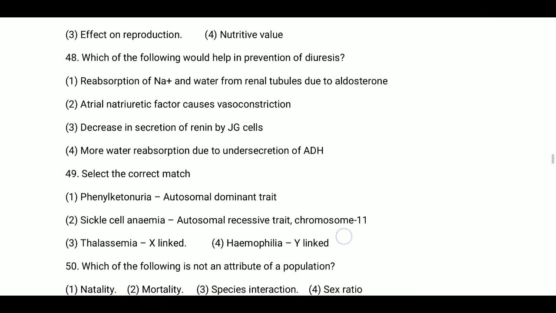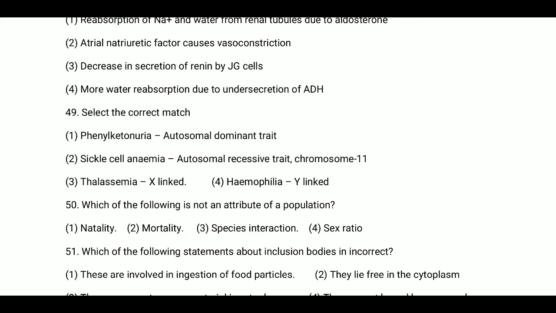Again, select the correct match. Phenylketonuria, autosomal dominant trait. Sickle cell anemia, autosomal recessive trait, chromosome number 11. Thalassemia, X-linked. Hemophilia, Y-linked. Let's answer this too. Sickle cell anemia is an autosomal recessive trait and it is related to chromosome number 11. So the right answer should be second option, sickle cell anemia.